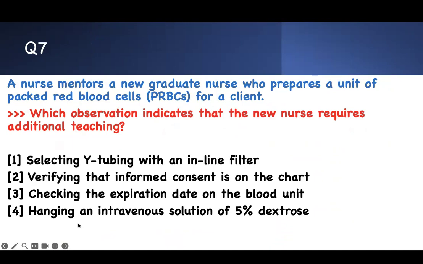We are in the middle of it, halfway. What is your score? Question 7. I know you got this. Think about this. This is a question on blood transfusion. It's the IV therapy idea I'm trying to get you. A nurse monitors a new graduate nurse who prepares a unit of packed red blood cells for a client. Which observation indicates the new nurse requires additional teaching? Selecting white tubing with the inline filter, verifying the informed consent is on the chart, checking the expiration date on the blood unit, and hanging an IV solution of dextrose.